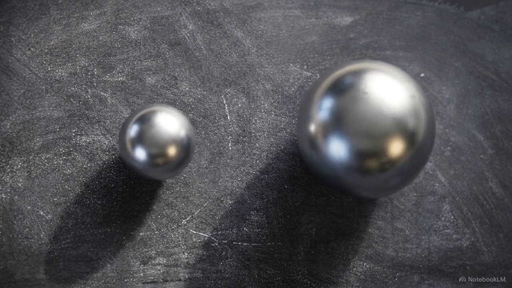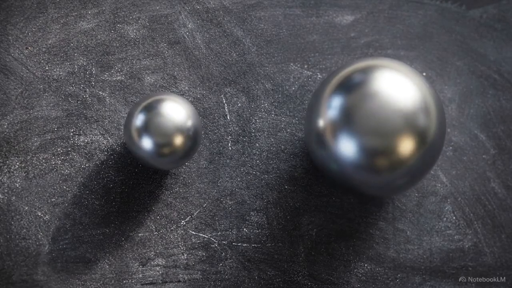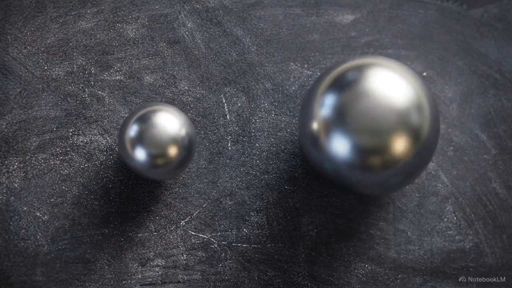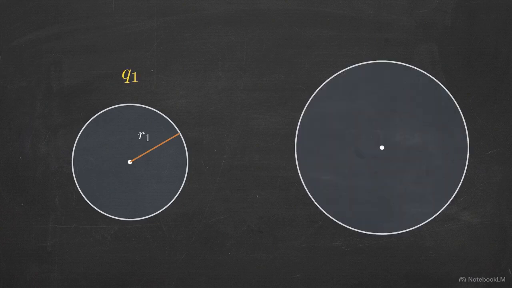Imagine two metallic spheres floating isolated in a perfect vacuum. They have no physical connection to each other or to anything else in the universe. This first sphere has two distinct properties: a specific size, its radius r1, and a certain amount of charge, labeled q1. The second nearby sphere has its own rules: a different radius, r2, and a different initial charge, q2.